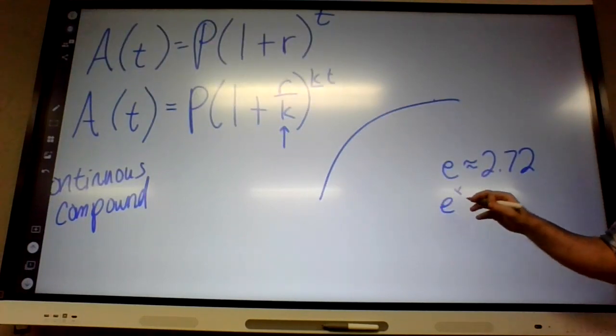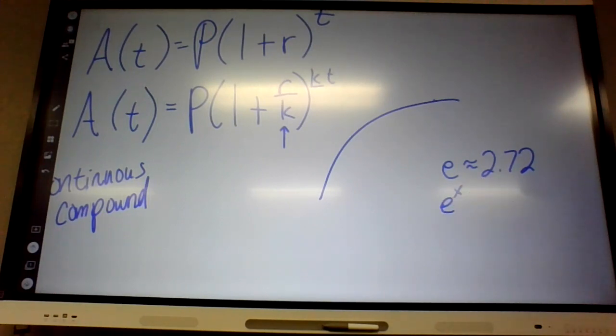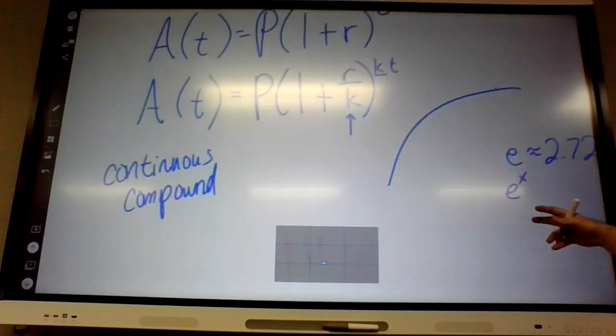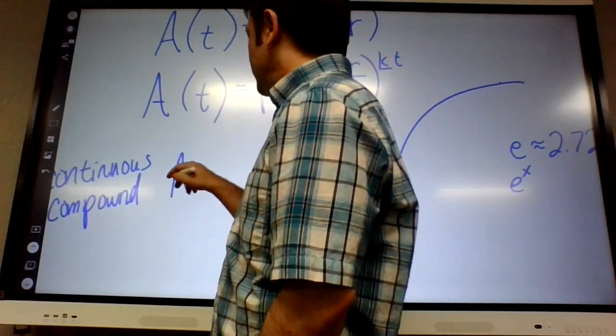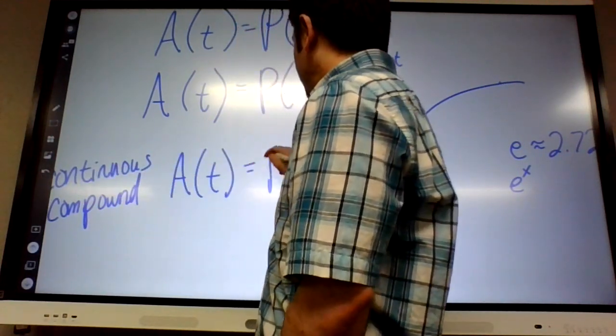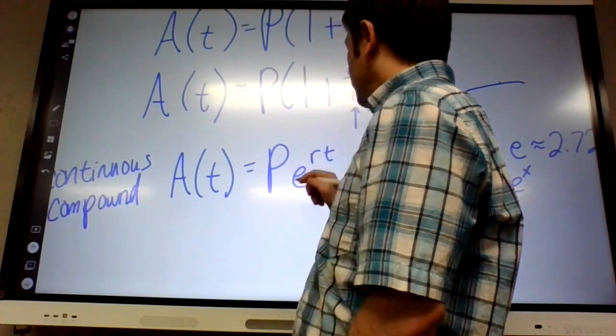Actually, let's find this on the calculator. Probably most of you have a button that says e to the x on your calculator. So if we want the value of e, just plug in e to the 1 and see what your calculator says. Yeah, so if I round it off, about 2.72. Anyways, the formula for continuous compound actually simplifies it. It's P times e to the rt.